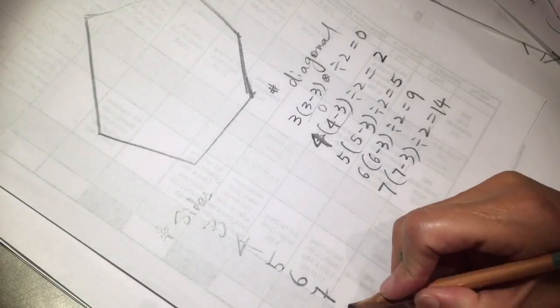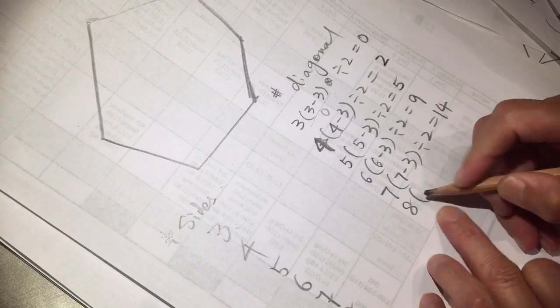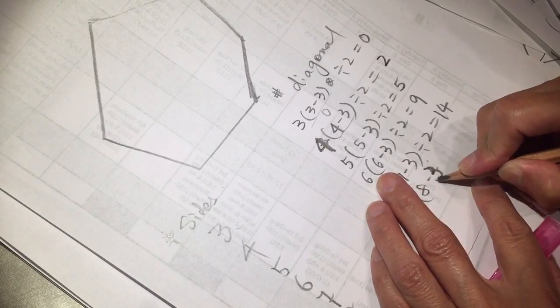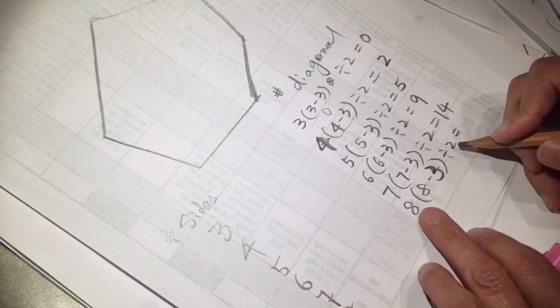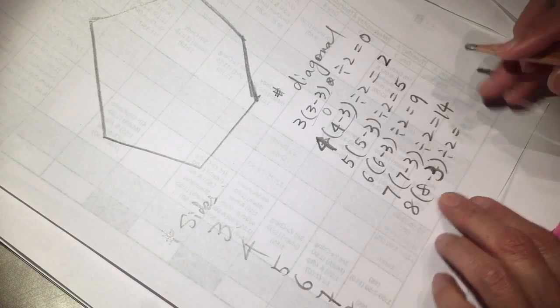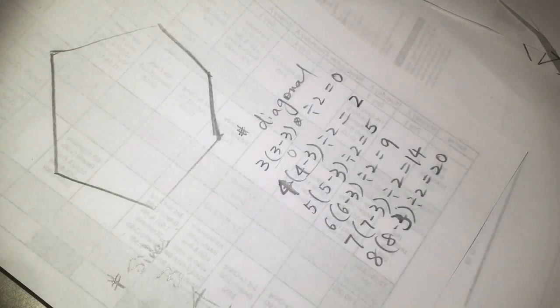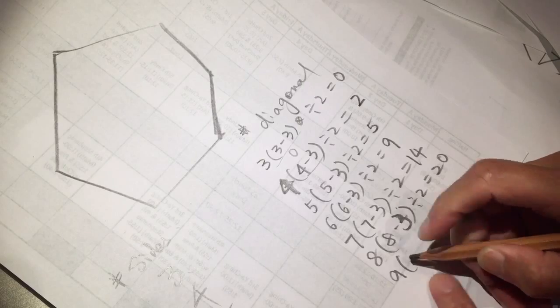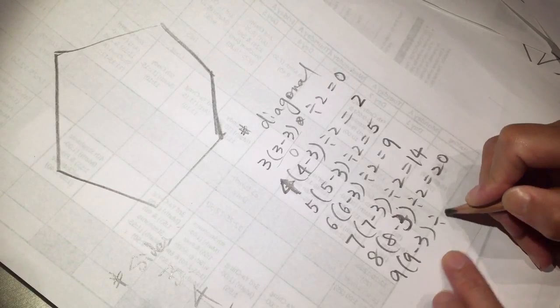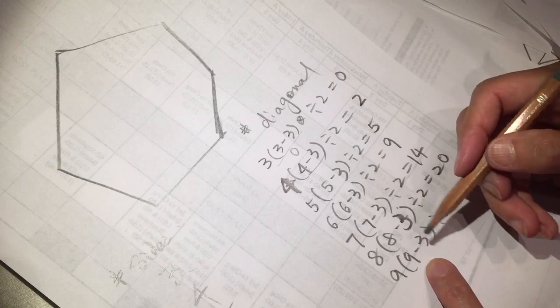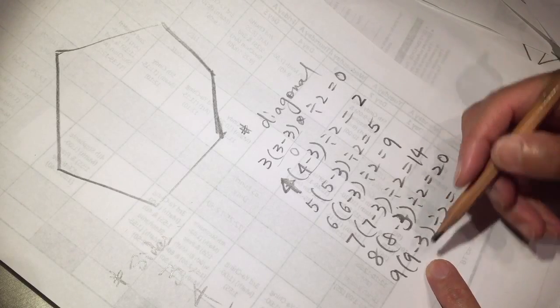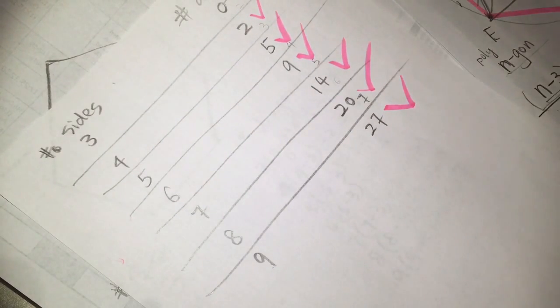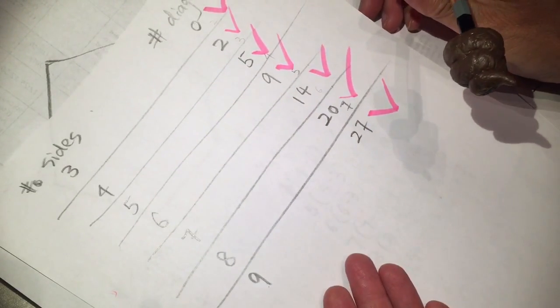With 8, you can just continue to do it. 8 times 8 minus 3 divided by 2: 8 divided by 2 is 4, 4 times 5 is 20. We are right. With 9, 9 times 9 minus 3 is 6, 6 divided by 2 is 3, 3 times 9 is 27. We are right. You can keep on doing it because we know the pattern.